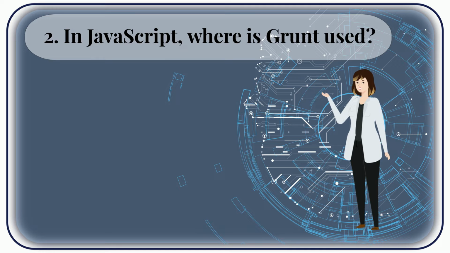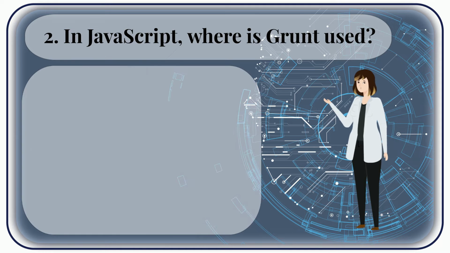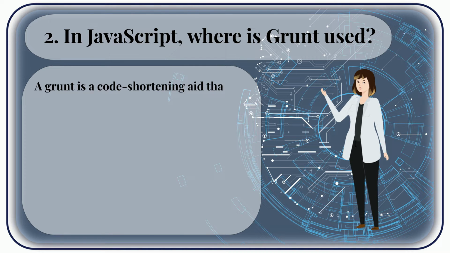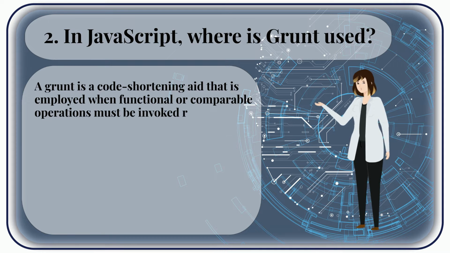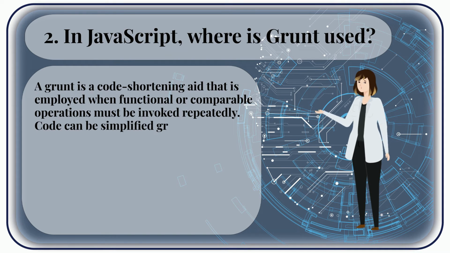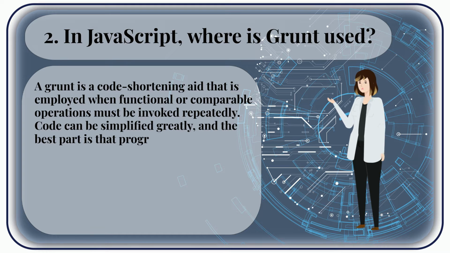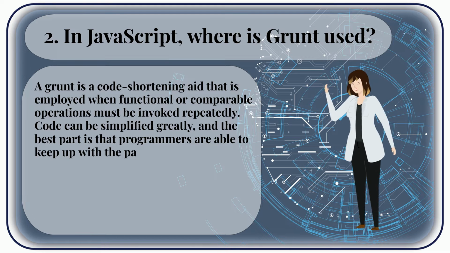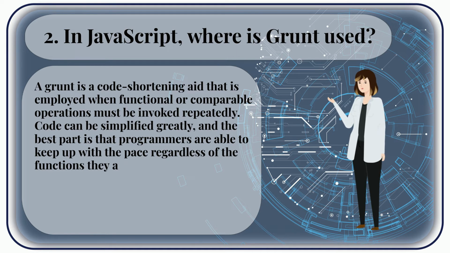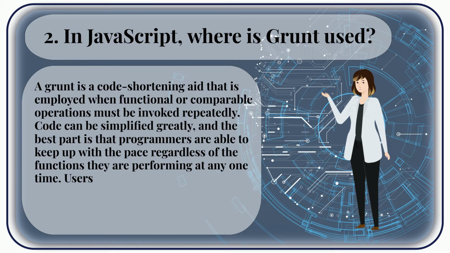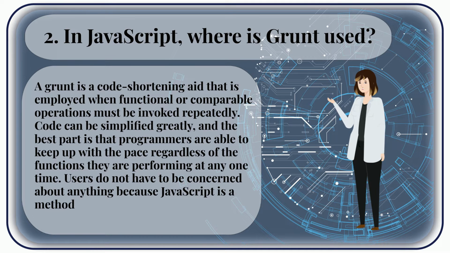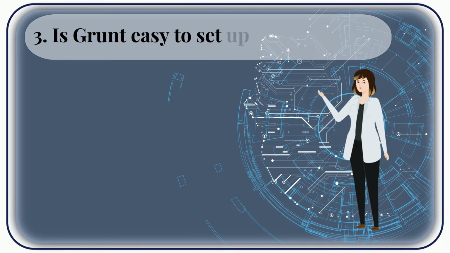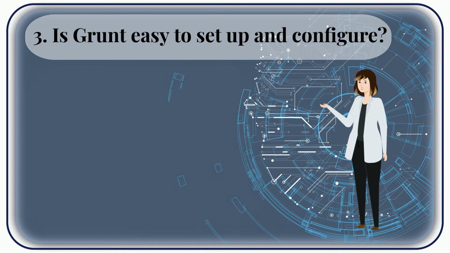2. In JavaScript, where is Grunt used? Grunt is a code shortening aid that is employed when functional or comparable operations must be invoked repeatedly. Code can be simplified greatly, and the best part is that programmers are able to keep up with the pace regardless of the functions they are performing at any one time. Users do not have to be concerned about anything because JavaScript is a method that may be considered for many applications.